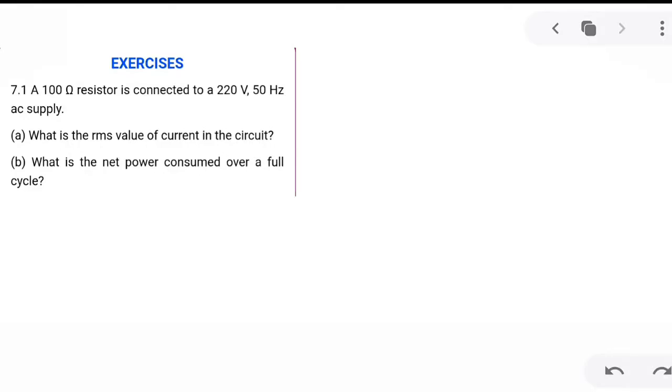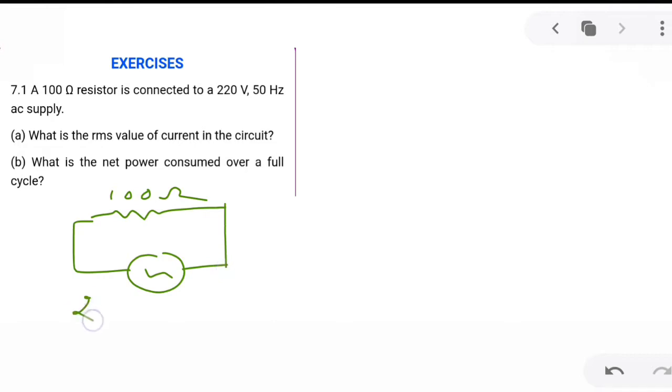So hi everyone, in this video let us solve a few questions from the exercise of your NCERT textbook. Okay, so the first question, 7.1. Now this says a 100 ohm resistor is connected to a 220 volt, 50 hertz AC supply. So you have a resistor of 100 ohm, and this is connected with the AC source.